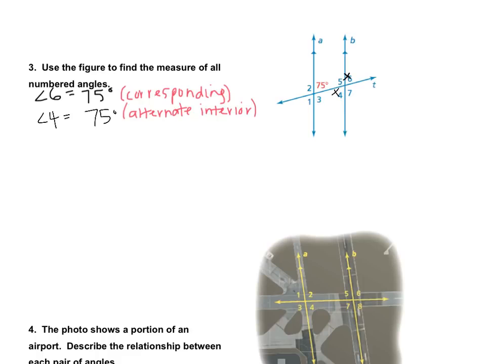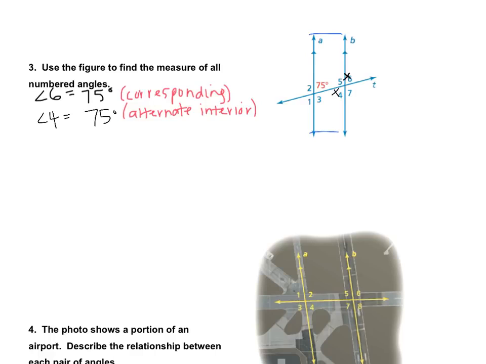Now the next one on the chart is alternate exterior, and I don't want to find alternate exterior because the 75 isn't an exterior angle. It's inside these parallel lines. If you make the rectangle, then you can see that the 75 is inside the rectangle. So I can't find an alternate exterior partner. Typically, you're either one or the other. You can't be interior and exterior.